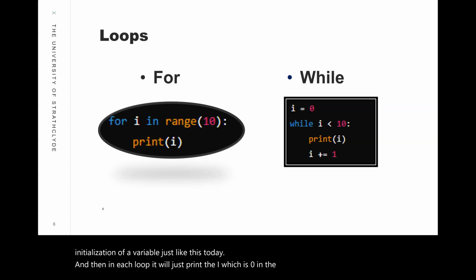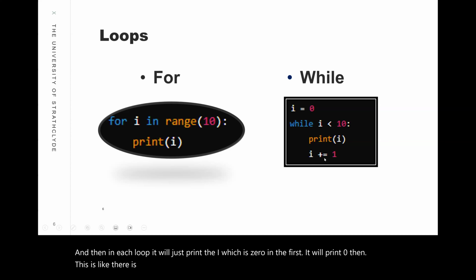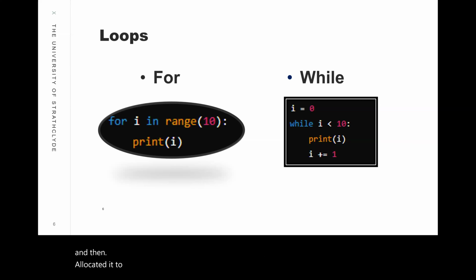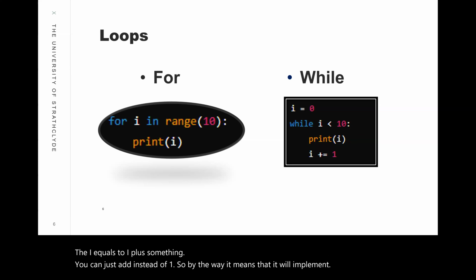It will print 0. Then there is this operator as well, which says that I will be summing up with 1, and then allocating it to the I again. So basically, I will be increased by 1. I equals to I plus 1, or I equals to I plus something. You can just add that instead of 1. It means that it will increment I with 1, then redo it.